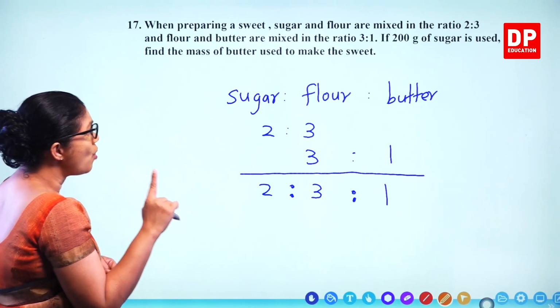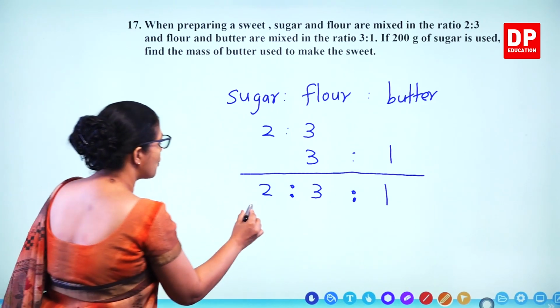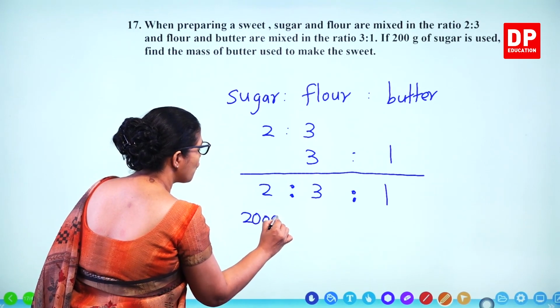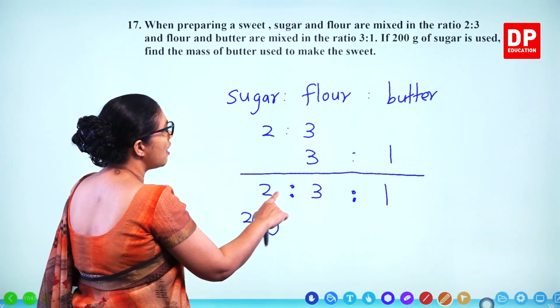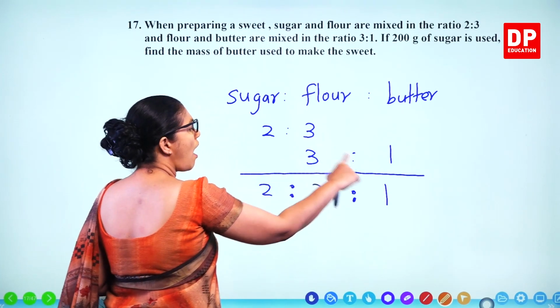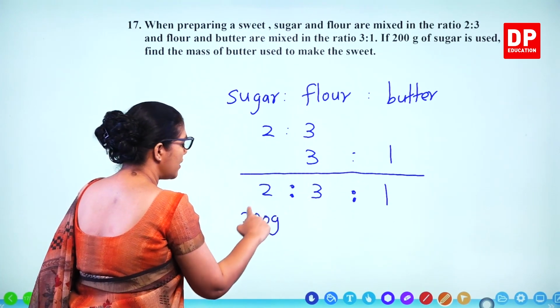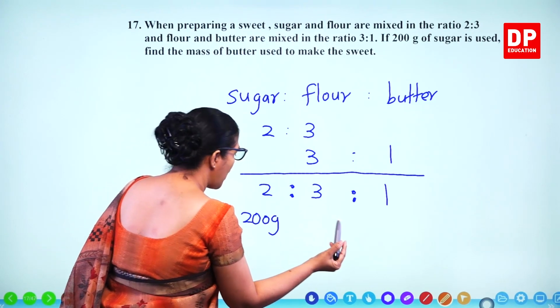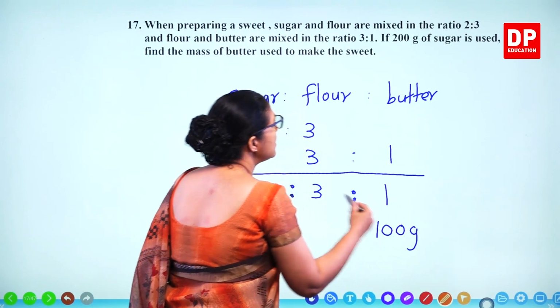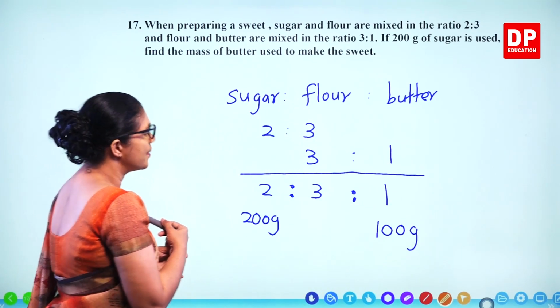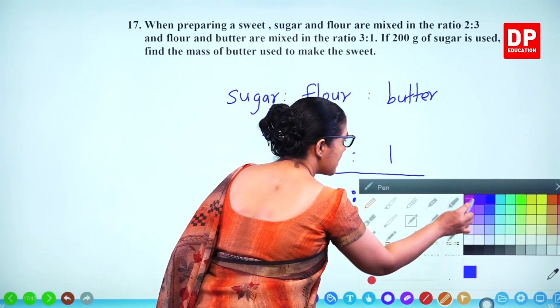It says if 200 grams of sugar is used, this is 200 grams of sugar. Find the mass of butter. Butter is half of that. 2 becomes 1. 200 becomes 200 divided by 2, 100 grams. So butter is 100 grams. 2 marks there.